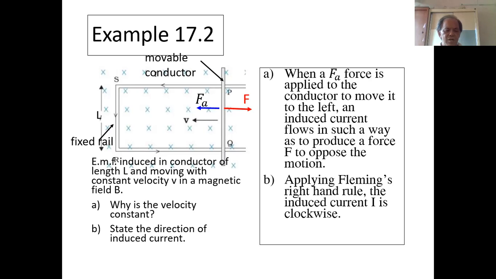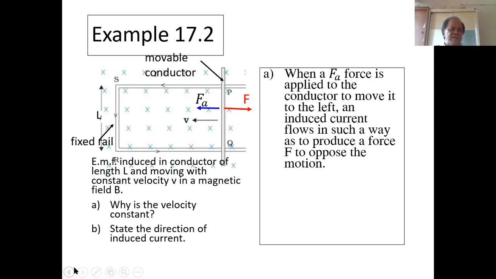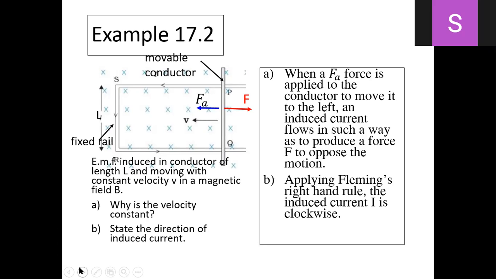So where are you applying Fleming's right hand rule? Where's the direction of induced EMF or current? Remember your SPM work. Okay, that's the direction of the current.